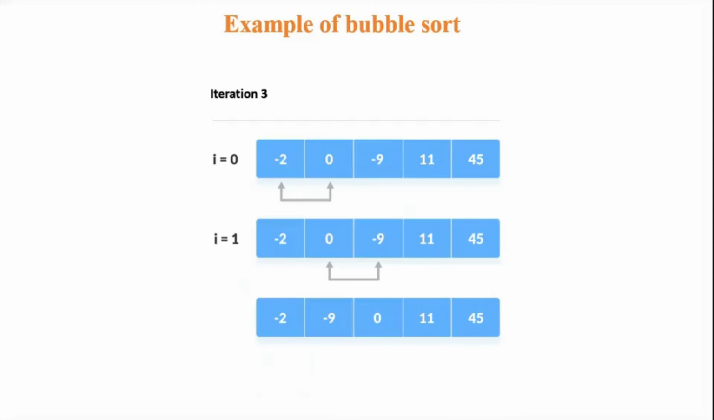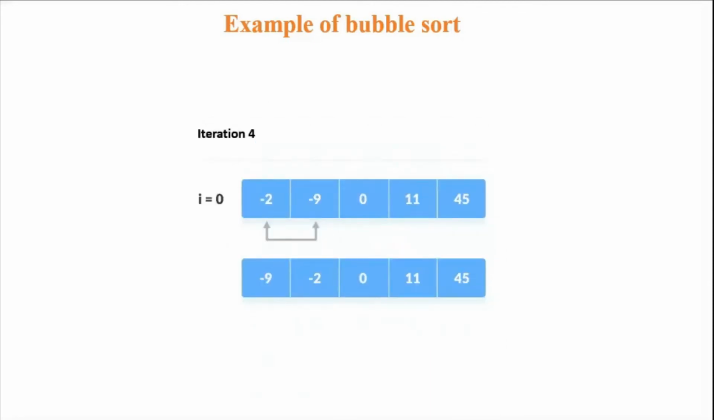So this procedure repeats. Then in iteration 4 we have to check only -2 and -9. -9 is smaller than -2, so it is swapped. That is, -9 comes at the first position and then -2. Now this list is in sorted form, sorted in ascending order. That is -9, -2, 0, 11, and 45.